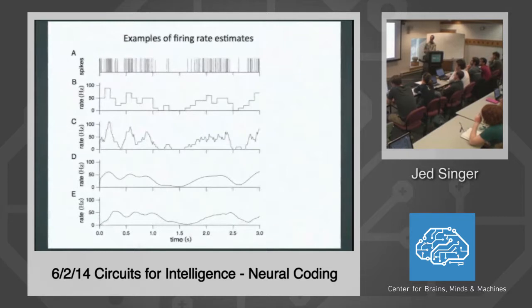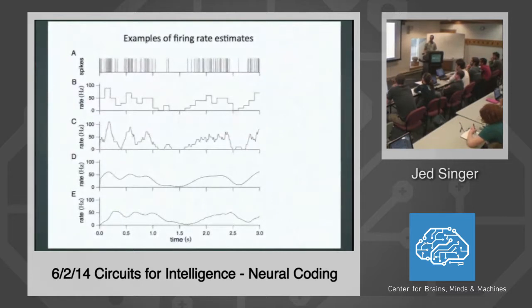This first 100 millisecond bin, sorry, I had a little too much coffee today. This first 100 millisecond bin, there were 5 spikes. And so 5 spikes in 100 milliseconds implies a 50 hertz firing rate. The next 100 millisecond bin had 9 spikes, so we had a 90 hertz firing rate. And so on for all 30 bins.